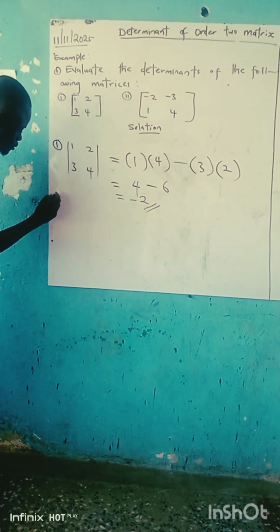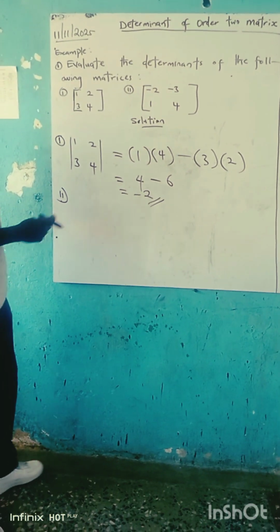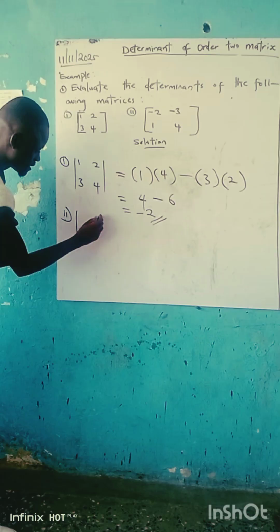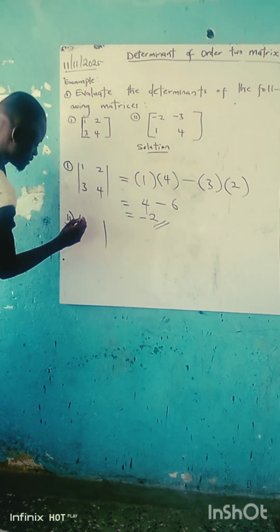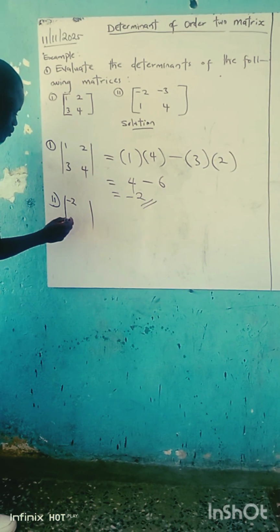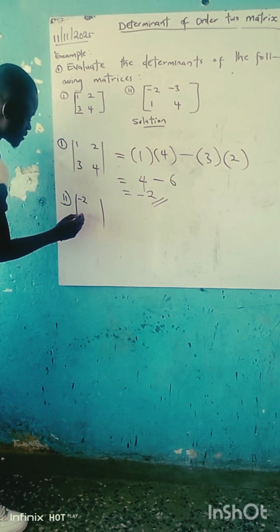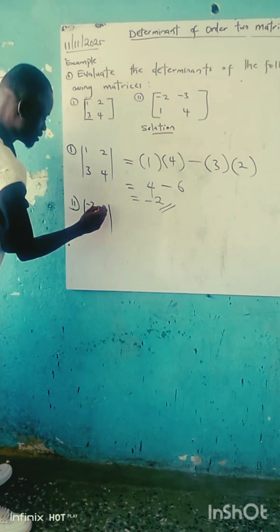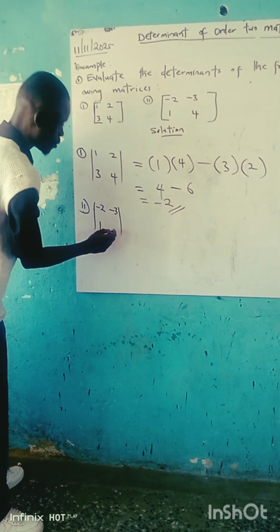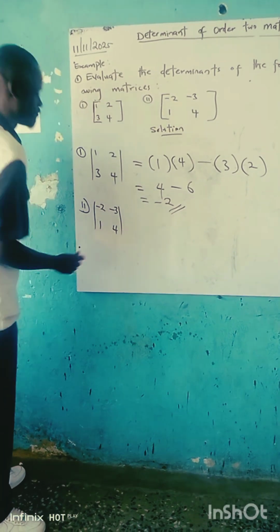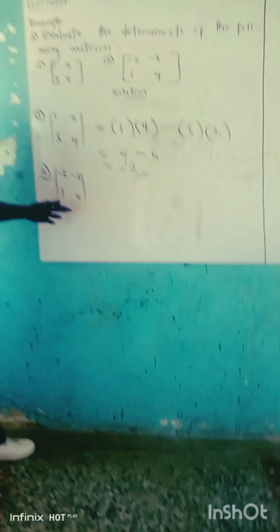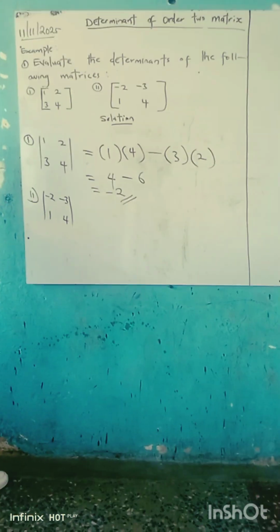Now let's move on to solve example 2. Example 2, which is II, says we should calculate the determinant of this matrix. The first entry there is minus 2. The second entry on the first row is 1, the first entry on the second row is minus 3, and the second entry on the second row is 4. Now, we are going to use this same format to calculate the determinant of this other matrix as well.